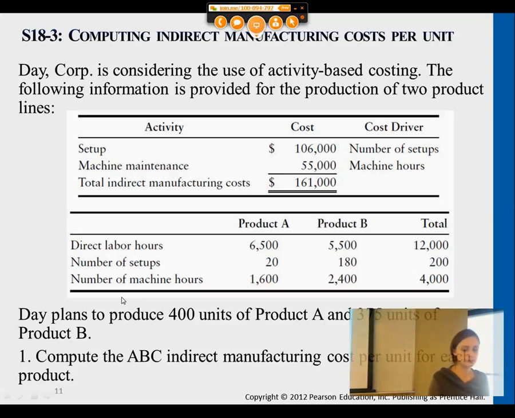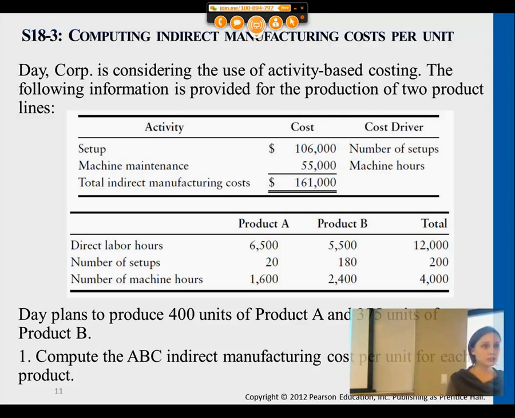So let's do this. First, you need to compute the ABC indirect manufacturing cost per unit for each product. I'm giving you time to do this because if I give you an answer right away, none of you are going to think. So think and try, and if you have a question, ask, because otherwise you're going to have homework to do.